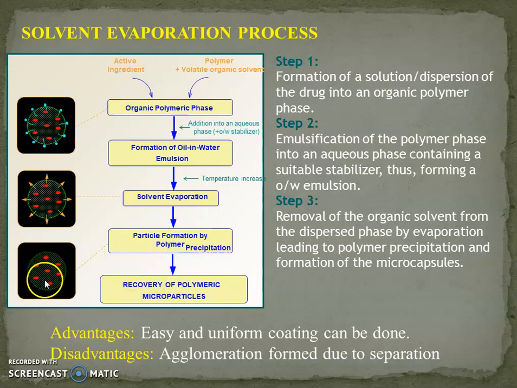This is called a matrix type of microcapsules where the drugs are dispersed into the polymeric solution. So this method is widely used to prepare the microcapsules, microspheres in the industry as well as for research purposes. So this method has the advantage that it is easy and a uniform coating can be obtained, and the disadvantage is that in this method agglomeration may be formed due to the separation.